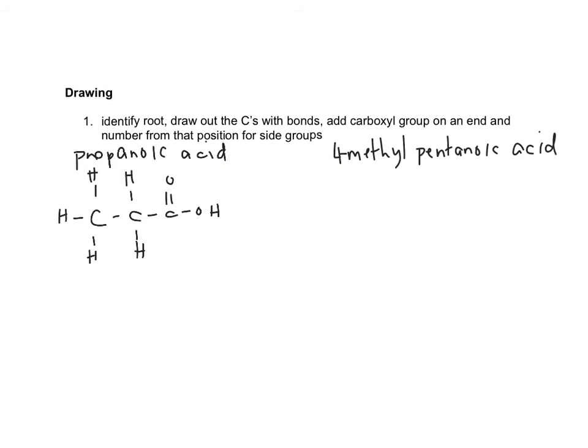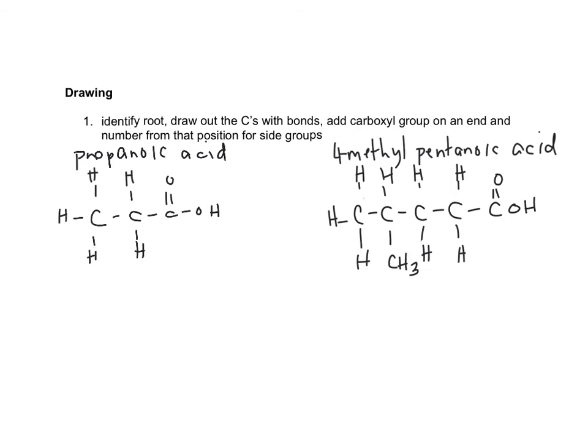All right, 4-methyl pentanoic acid. So our longest carbon chain is 5 from pentanoic. Put in your functional group, and then go back and put in your bonds and any side groups. So the carboxyl group is on carbon number 1, so we want carbon number 4 to put on our methyl group. And now go in and put in all your hydrogens. So there's the structural formula for 4-methyl pentanoic acid.